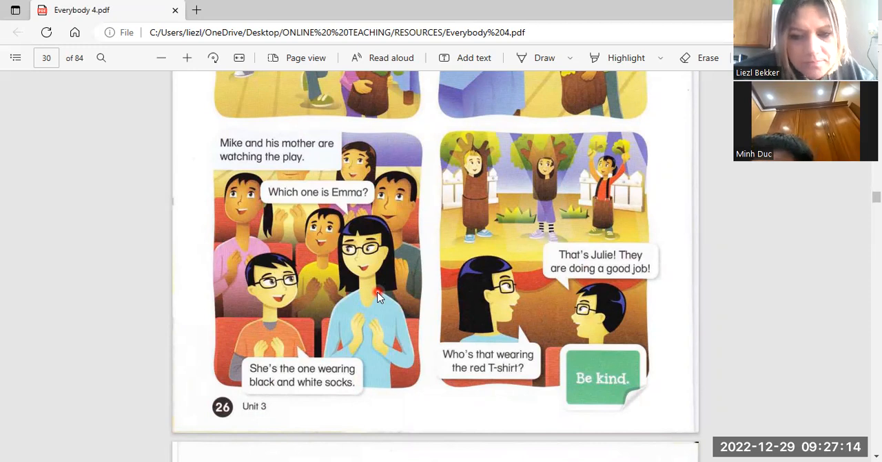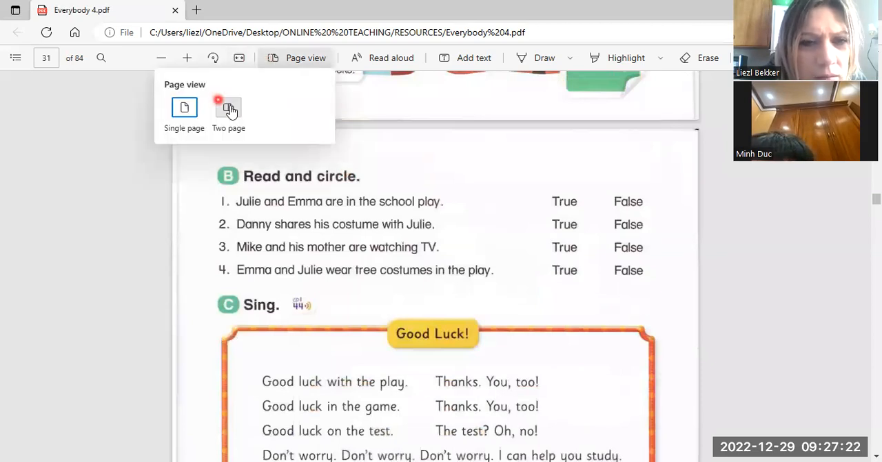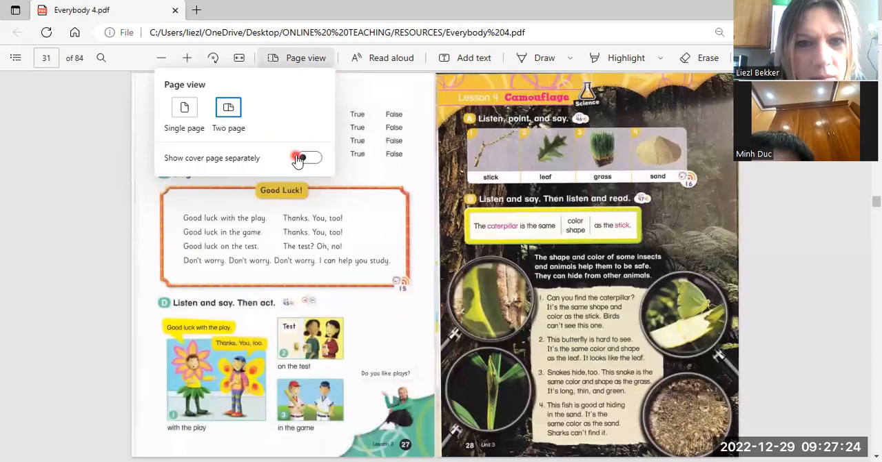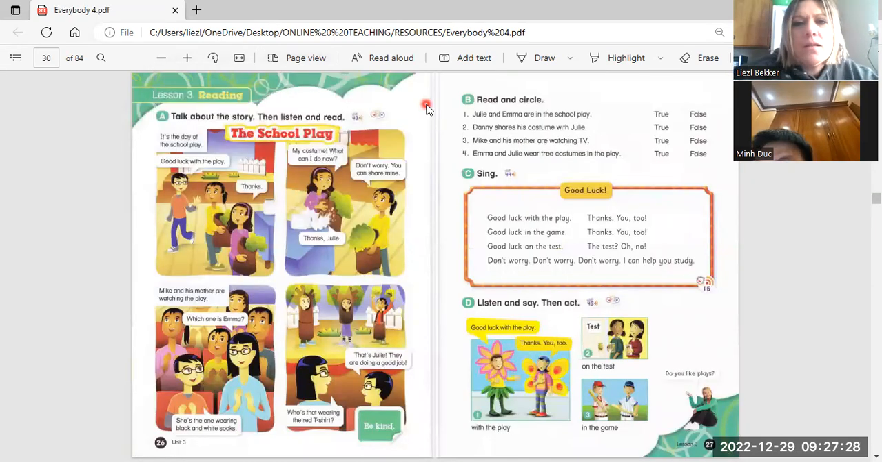Good. Let's put it on both pages. Okay. Number one, Julie and Emma are in the school play. Or two. Danny shares his costume with Julie. Two.